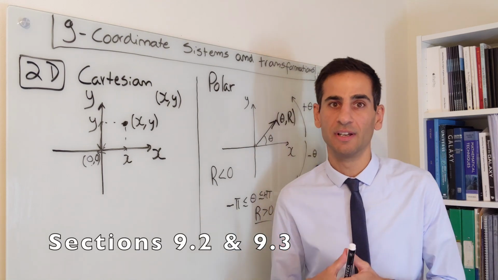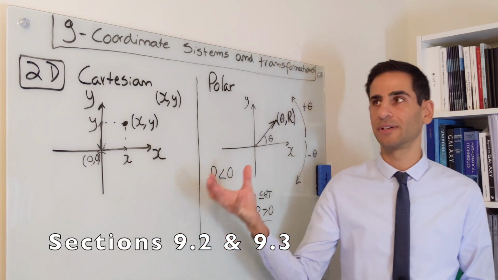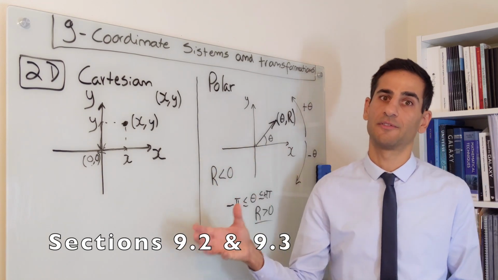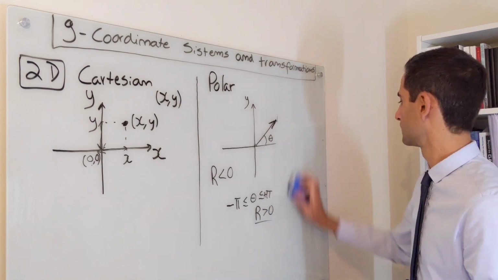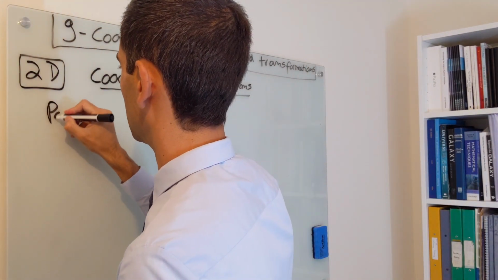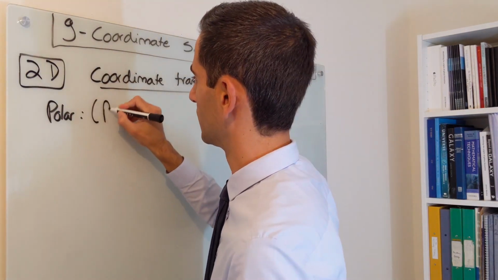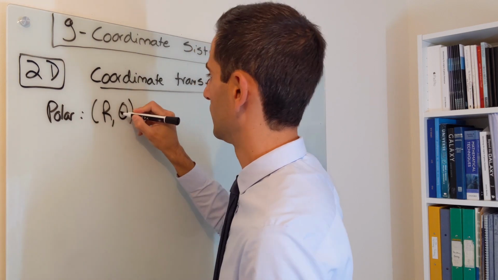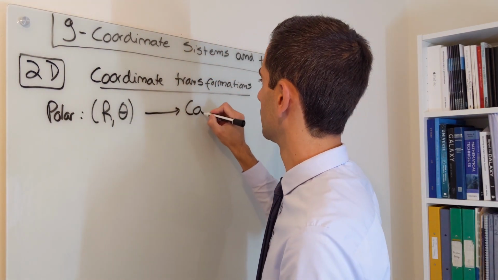An important question that we should now ask is, how do we convert from Cartesian coordinates to polar and vice versa? And this is where coordinate transformations really come in. Let's say that we have coordinates given in polar coordinates. This means that we have a point with coordinates r, theta.